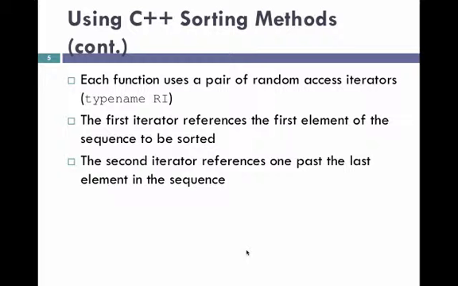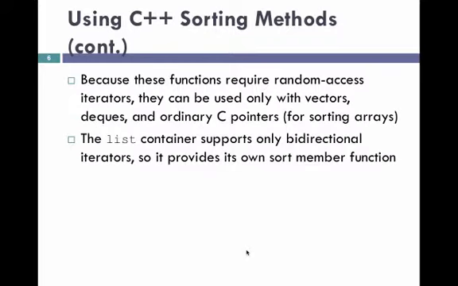So each function uses a pair of random access iterators, and the first iterator references the first element of the sequence, and the second iterator references one past the last element in the sequence. Now, because these functions require random access iterators, they can be used only with vectors, decks, and ordinary C pointers. The list container supports only bidirectional iterators, so it provides its own sort member function.